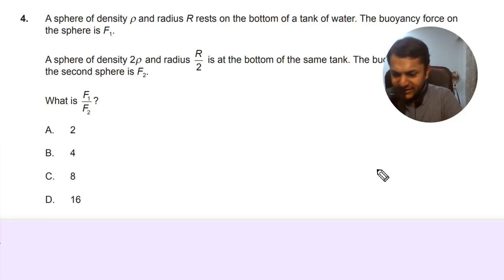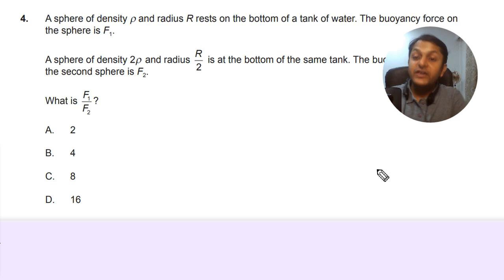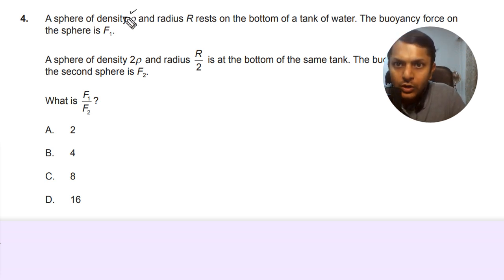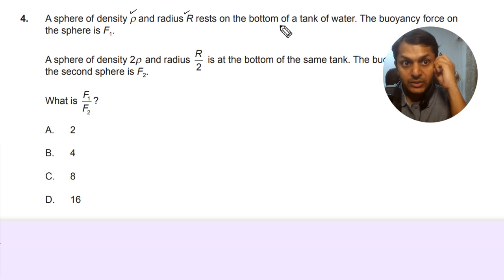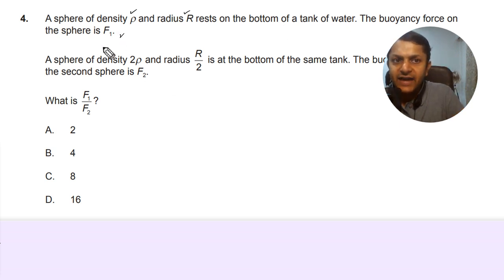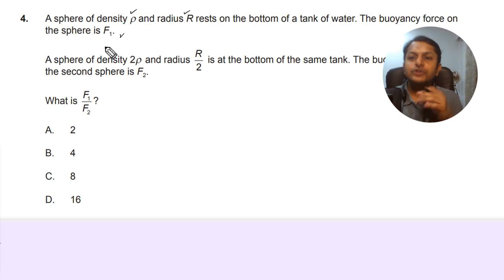Okay, dear student, let's see what is there in this question. A sphere of density rho and the radius capital R rests on the bottom of a tank of water. The buoyancy force on the sphere is F1. Okay, so the buoyant force is F1.